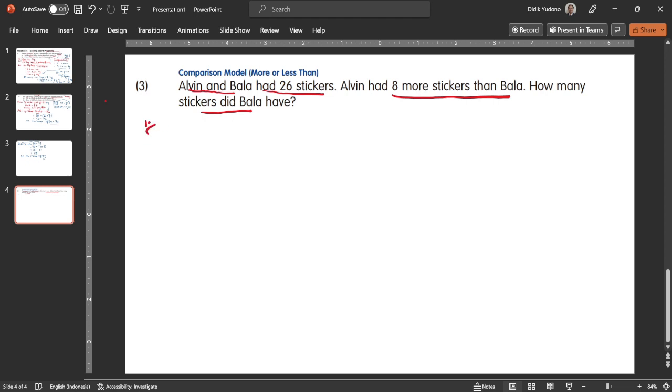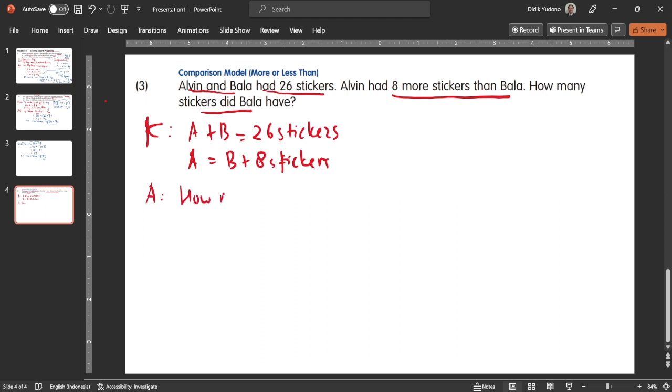Okay, so the information is, I'm going to use two approaches. Number one, the information I get is Alvin plus Bala equals 26 stickers. And then Alvin is Bala plus 8 stickers. Yeah, Alvin had 8 more stickers than Bala. So how many stickers did Bala have? The question is, how many stickers did Bala have?